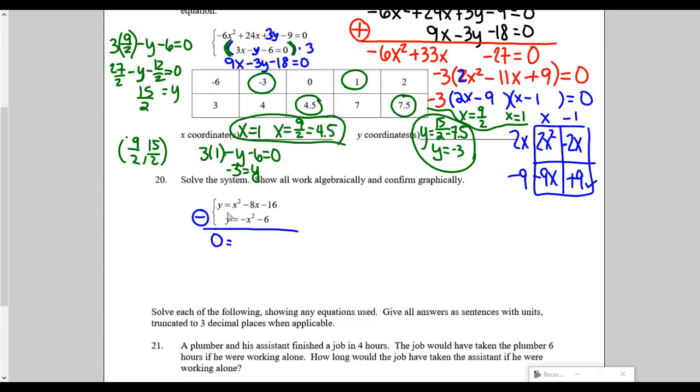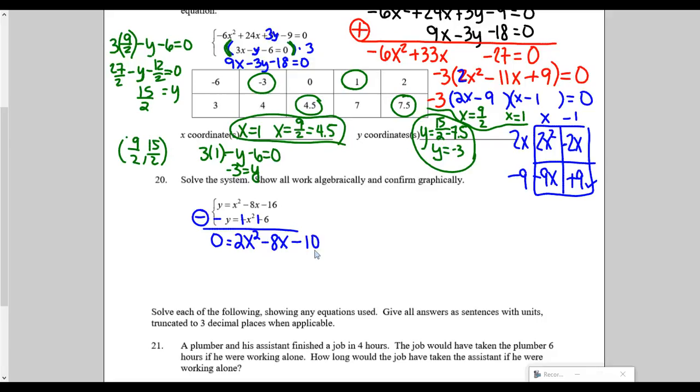x squared minus negative x squared is positive 2x squared. Negative 8x minus, there weren't any, so that's just negative 8x. Negative 16 minus negative 6 is the same as negative 16 plus 6. Probably would have been easier to just go ahead and change them all along.